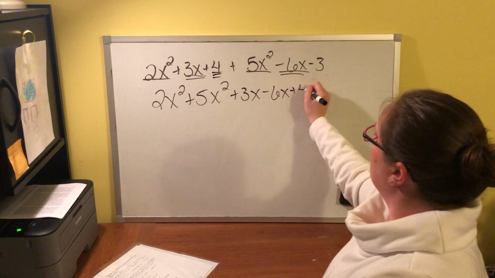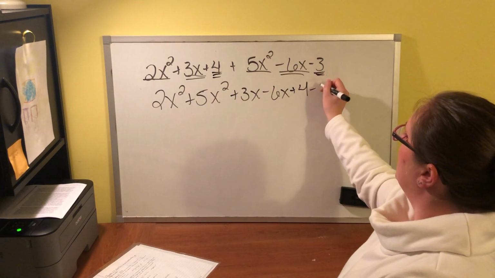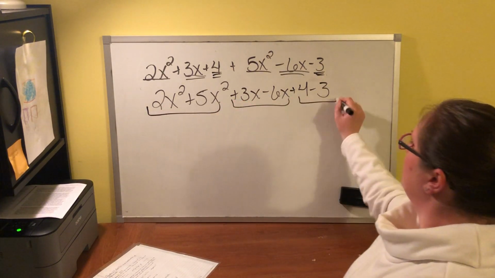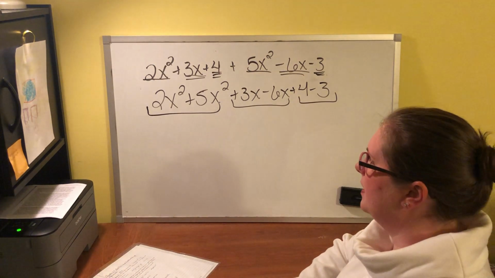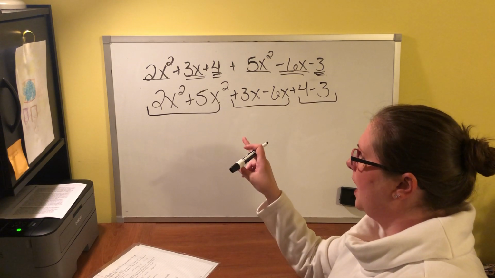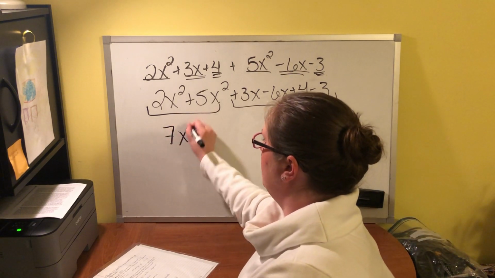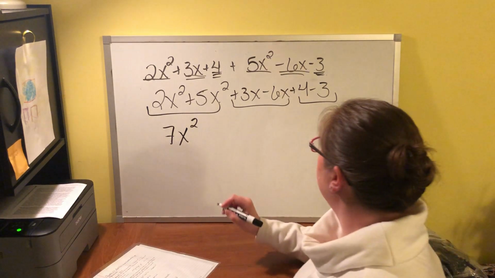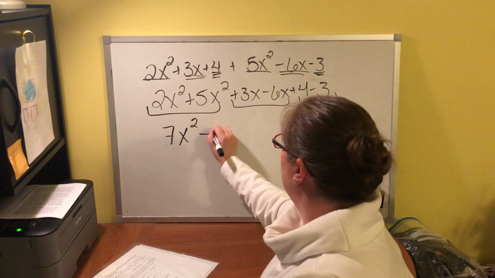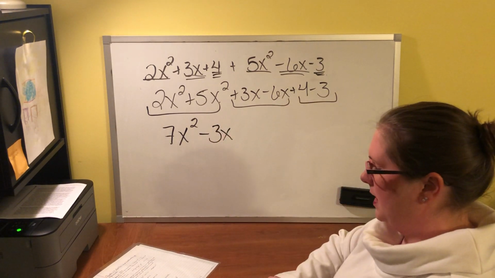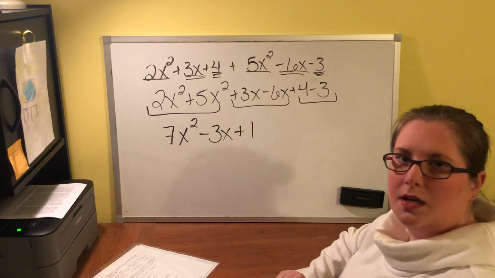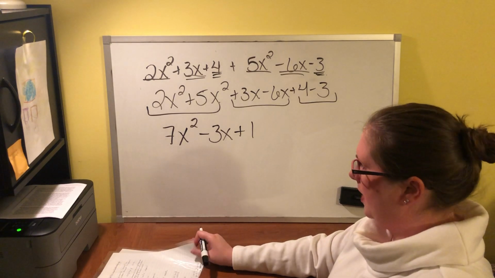I have a plus 4. Let's see if I have another number. Oh, I do. Negative 3, minus 3. So just take the signs with it. So now we can group those together and add, okay? They're like terms now. So now I can add the numerical coefficients, the 2 and the 5, to give me 7. Keep the x squared, okay? Here I have 3x minus 6x. Well, 3 minus 6, negative 3, keep the x. And here I have 4 minus 3, plus 1. Okay, that's your final answer for that problem.